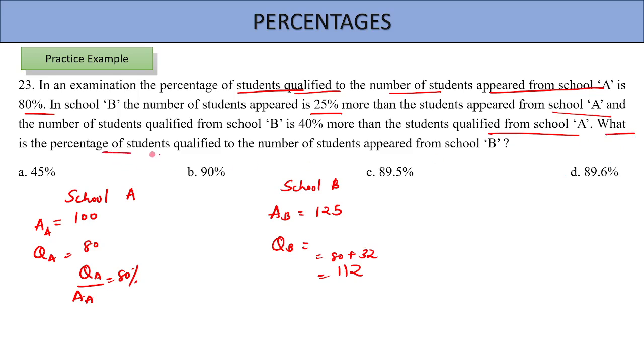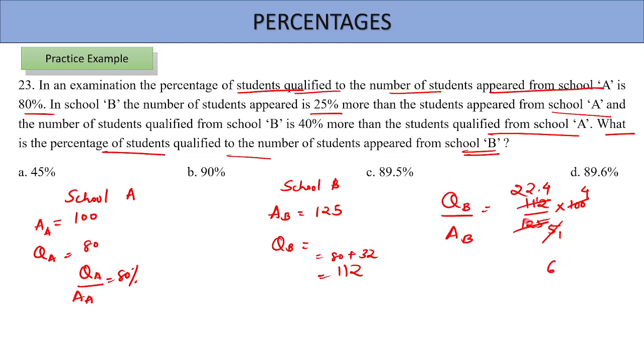You have to find the percentage of students qualified to the number of students appeared from school B, which is 112 by 125 into 100. So this goes 4 times, this goes 5 times. On solving it further, we get 89.6 percent. Option D. I hope this one is also clear. A good sum.